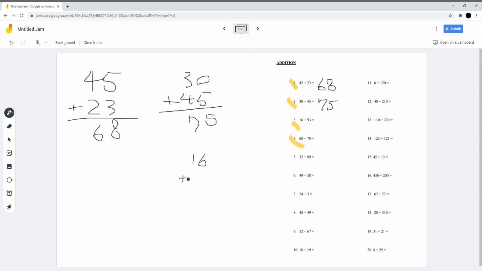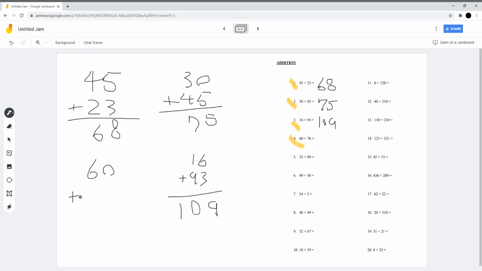Number 3. 16 plus 93. 6 plus 3 is 9. 9 plus 1 is 10. The answer is 109.